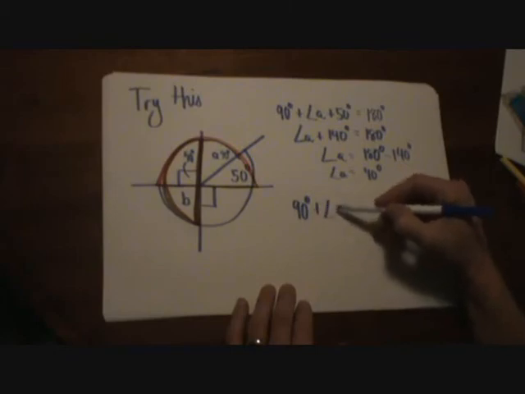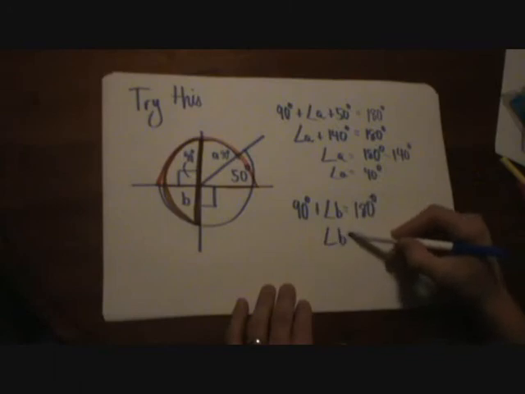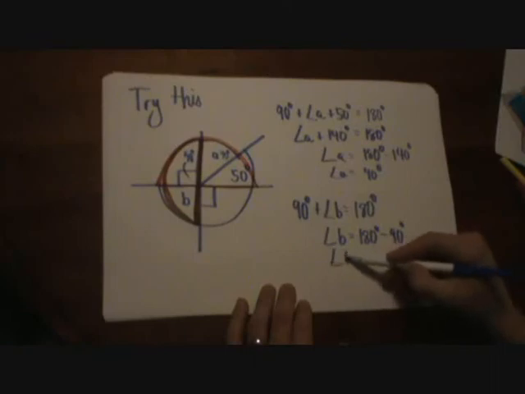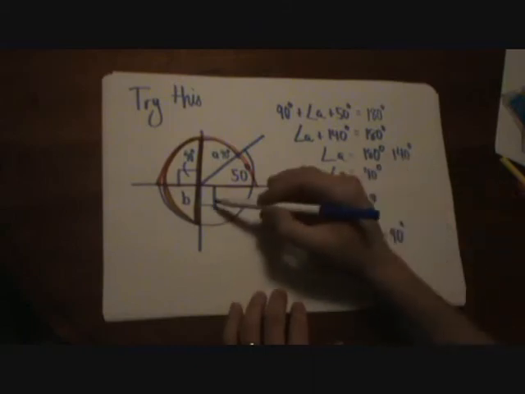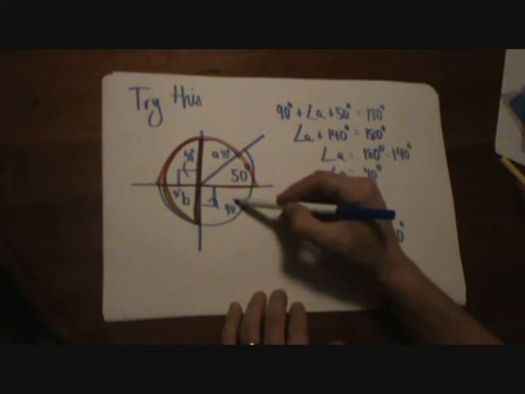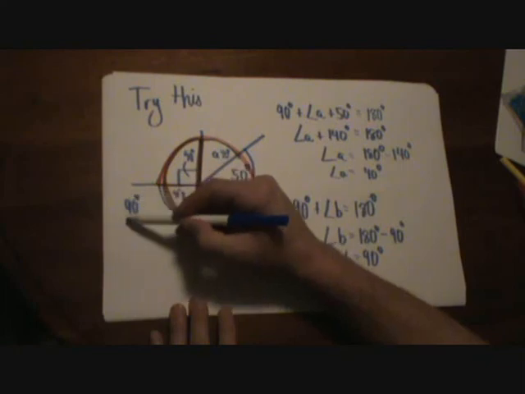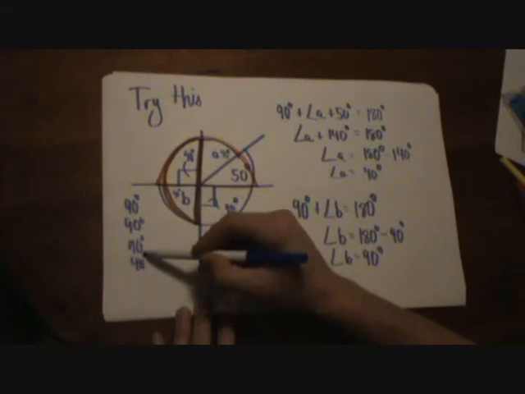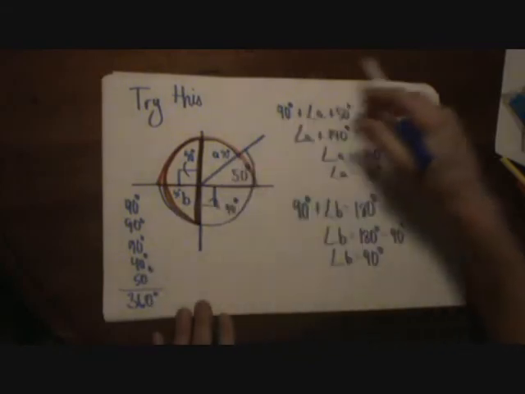So I have 90 plus B. That's going to equal 180. All half circles are worth 180. So now I'm going to have angle B equals 180 minus the 90 degrees. Therefore, angle B has to be worth 90 degrees. Let's double check everything by adding all our numbers up now. Here we go. 90 plus another 90 plus a third 90, that's going to give me 270, plus 40 plus 50, that's equaling 360. Gotta be right.